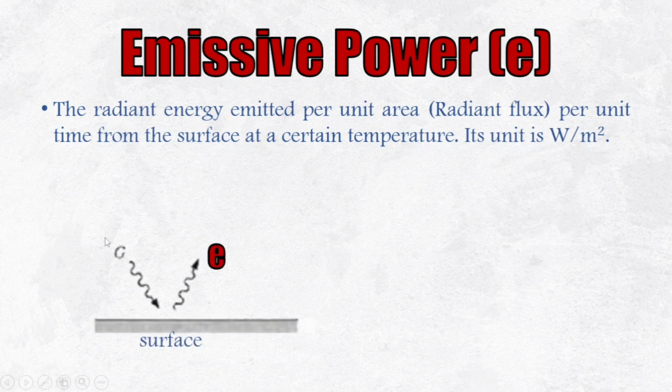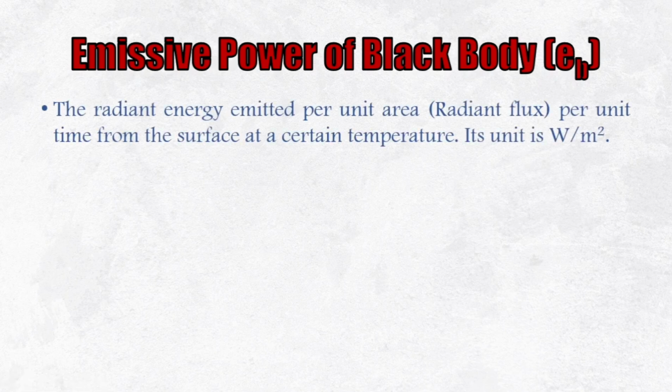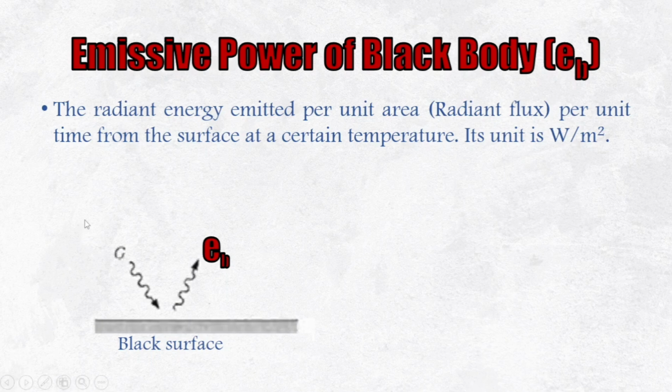For example, if some radiations are falling on a surface, that will increase the temperature of the surface, and at that particular temperature the surface will emit some radiations, and those emitted radiations are known as emissive power of that surface. Now, emissive power of a black body. We have to understand the meaning of emissive power. Similarly, if radiations are falling on some black body, and that body is emitting radiation, then the radiations emitted by that surface are known as black body emission or emissive power of a black body.